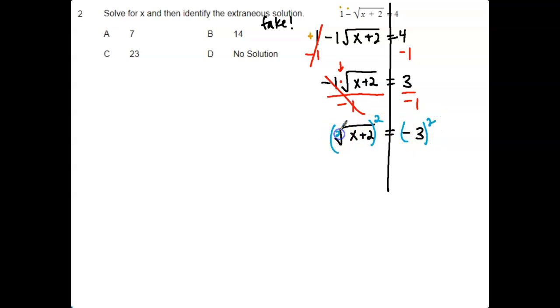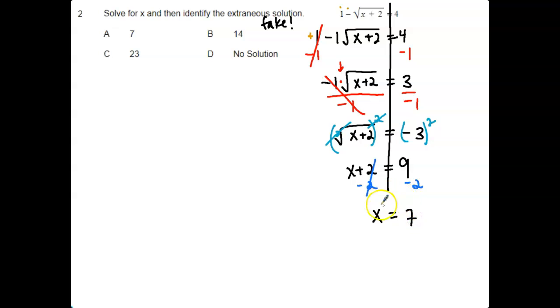because again, this is a square root. Index and exponent match, so they go away. x plus 2 is equal to a negative times a negative is a positive, so this would be 9. And then we are going to subtract 2 and subtract 2. So that would mean that x is equal to 7.